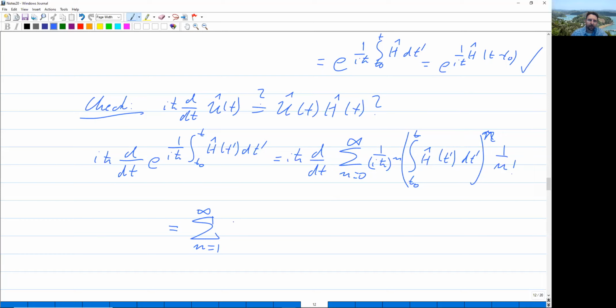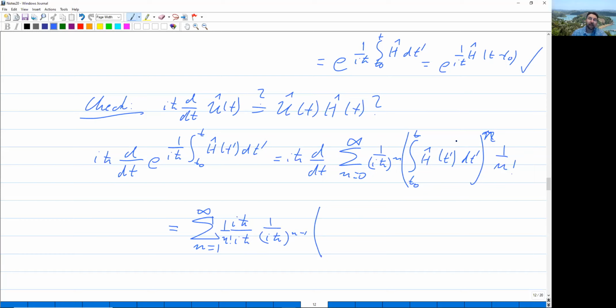And then we have an iħ here from here in front. And I'm putting here an iħ. I'm taking that away from this nth power. And then I'm left with 1 over iħ to the power n minus 1. And then we have a 1 over n factorial. And then we have, by the product rule, to differentiate this thing.